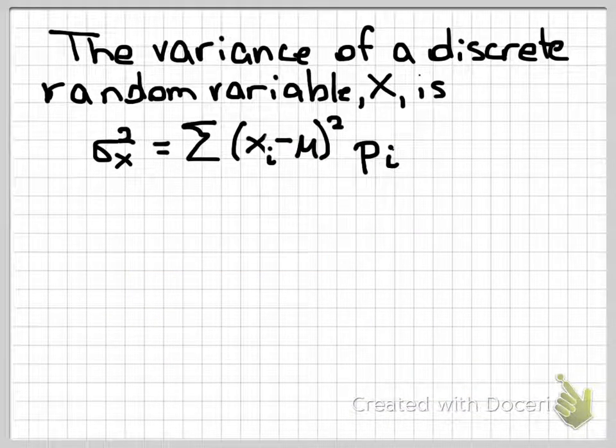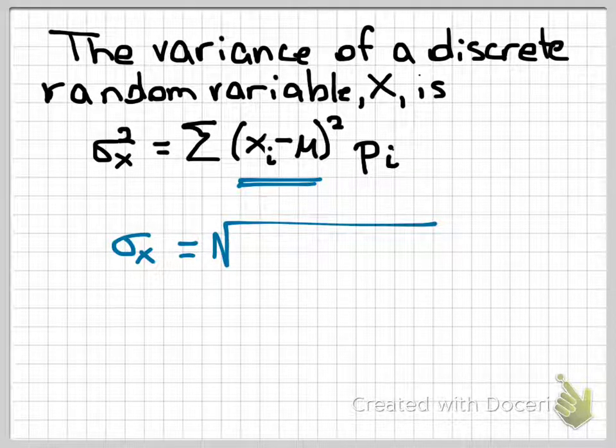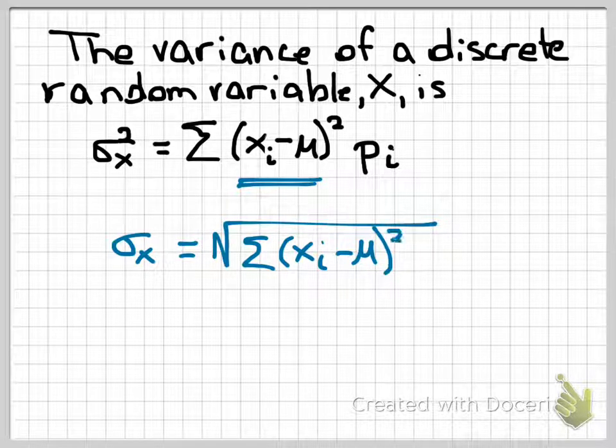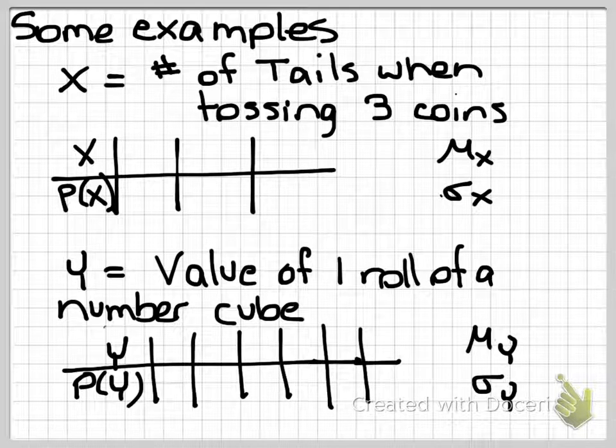The variance is calculated really almost the same way, except now we're going to use the mean. So now we're going to subtract the mean from each individual value. We're going to square that value and multiply that by the probability. Obviously, once we have our variance, we can find our standard deviation, because the standard deviation is just the square root of variance, so it's going to be the square root of that formula. So it's a lot easier to calculate the variance first and then just take that square root. So let's look at an example.